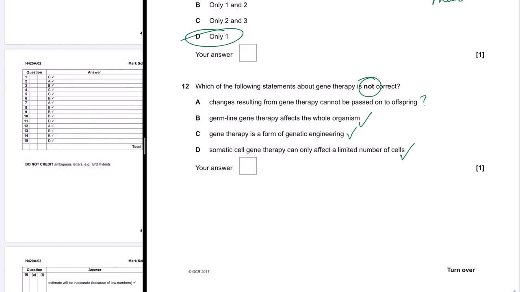So it brings us to A. Let's have another look at that. Changes resulting from gene therapy cannot be passed on to offspring. Well, they can if the cells that are modified give rise to gametes, and germline therapy is a form of gene therapy, and those changes will affect the offspring, because the gametes formed from this individual will have the modified genomic information. So I will go A with that one.